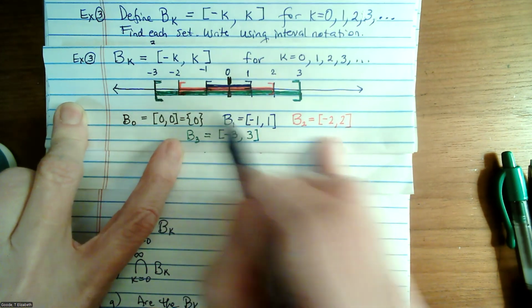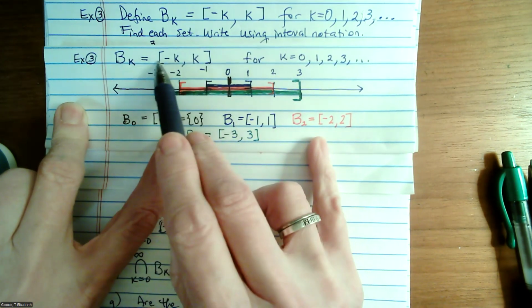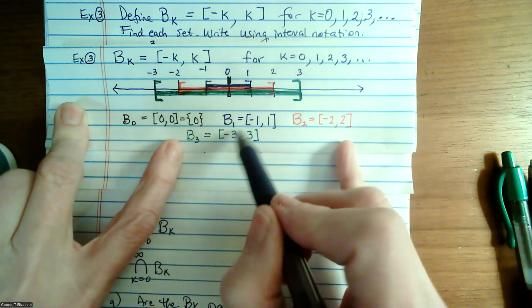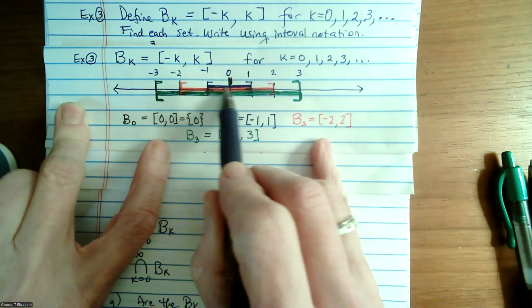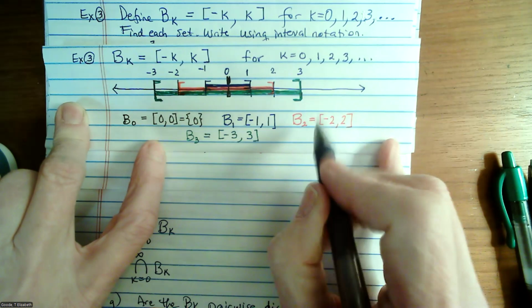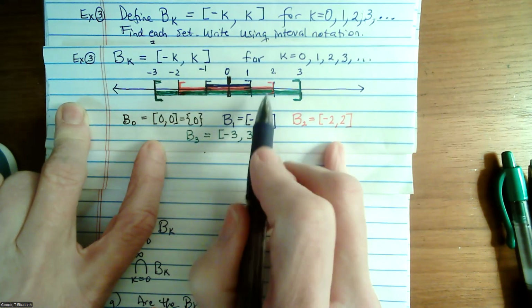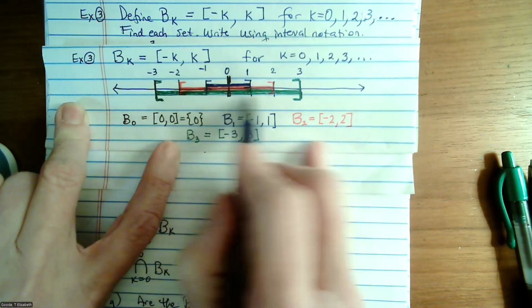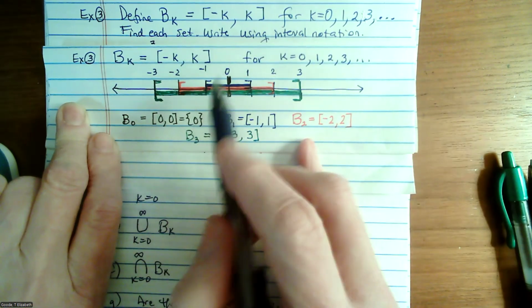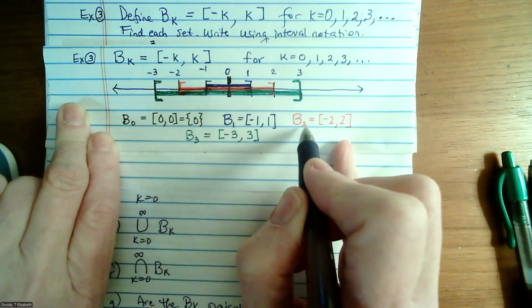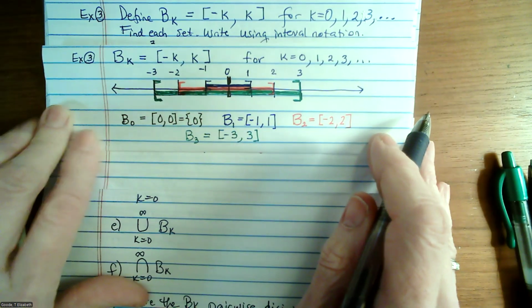B sub 1, so when K is 1, it's the set between negative 1 and 1 inclusive. That includes the endpoints. So square bracket negative 1 to 1. So that's here in blue, this dark one. The red set B sub 2 is from negative 2 to 2, inclusive. So I've tried to indicate that there. And then B sub 3 is from negative 3 to 3. These are also nested sets. B naught is contained in B1, which is a subset of B2, which is a subset of B3. So these nested sets make kind of interesting examples to look at.